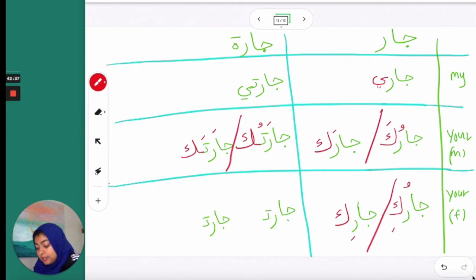Notice the ra here has a fatha because the original word ra has a fatha because it's followed by ta marbuta. Anytime you have a word with ta marbuta, the letter before gets pronounced with a fatha. So jaratuka, your neighbor.